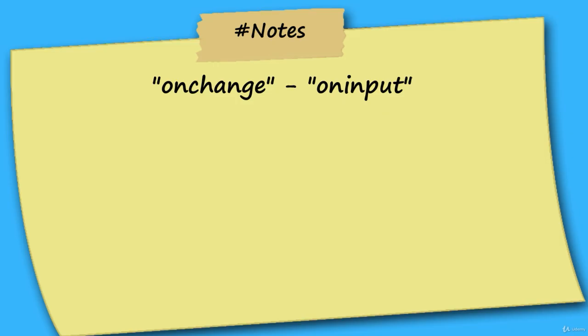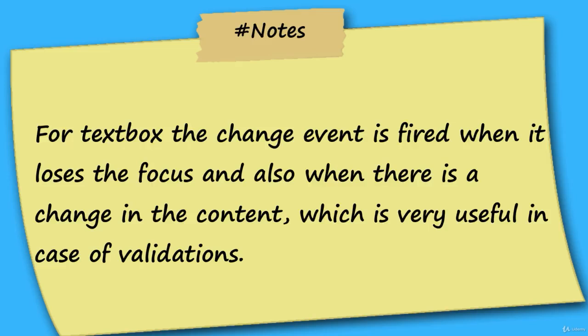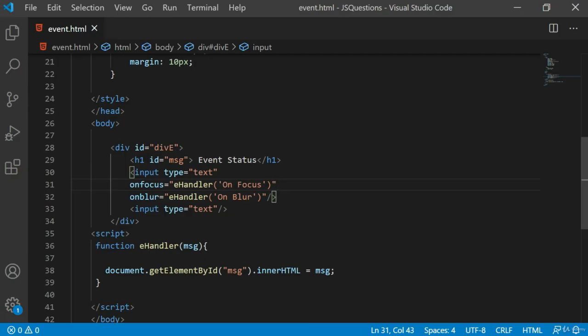Now comes a very important event, and that is the onChange event, and also the onInput event. The onChange event is generally configured with a drop-down list, that is the select and option. But it can be attached to the text box, checkbox or even radio buttons. For a text box, the change event is fired when it loses the focus. So then what is the difference between onBlur and onChange? That is a question, but we will discuss it once we configure the event. So now let's try onChange here.